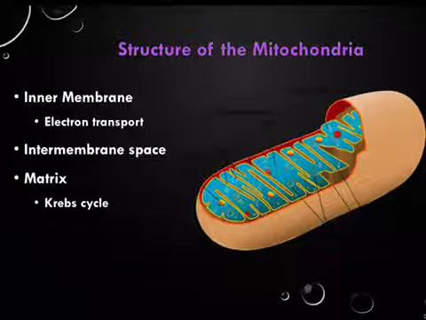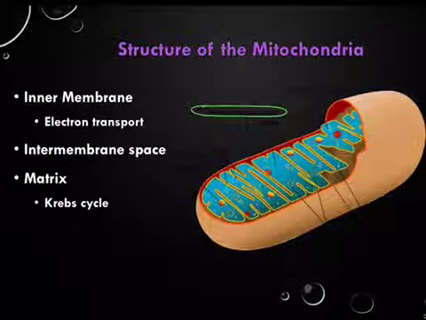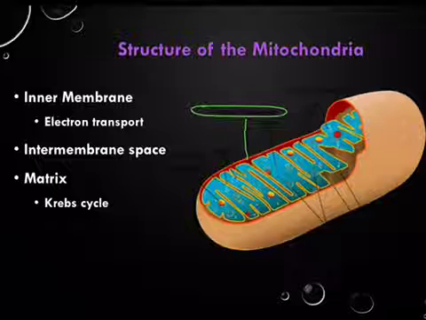So the second and third steps of cellular respiration occur in the mitochondria. And so we need to look at some of the structures in the mitochondria. First we have the inner membrane, and that's right here. I know it's kind of hard to see. The inner membrane is this red structure, and that's where the electron transport happens.